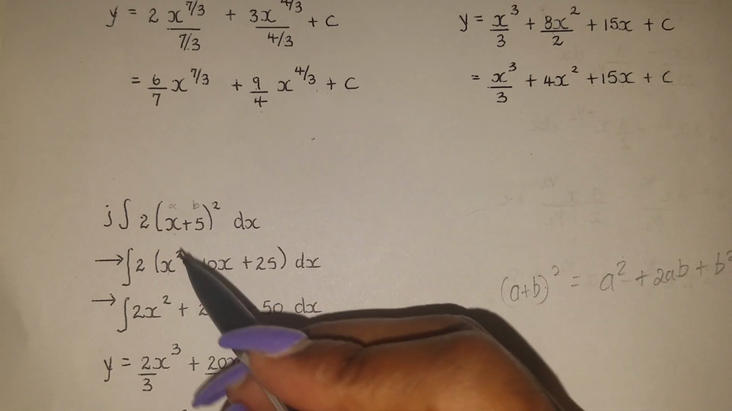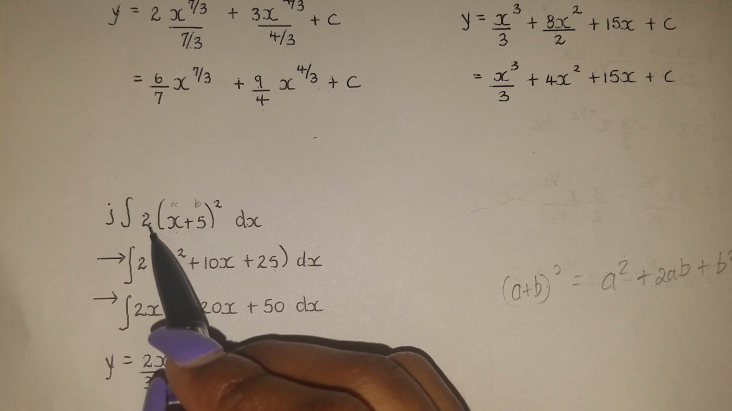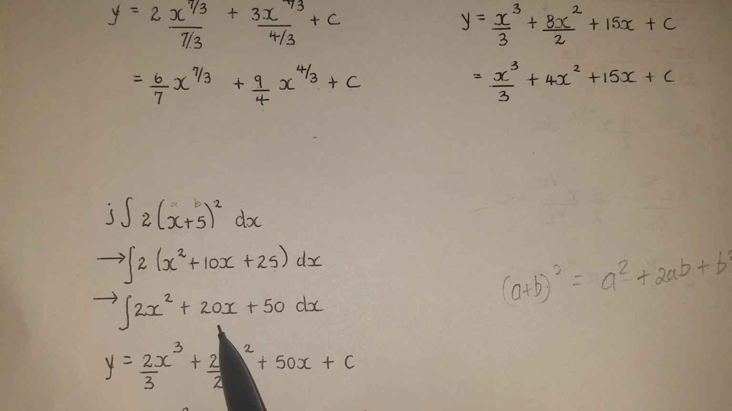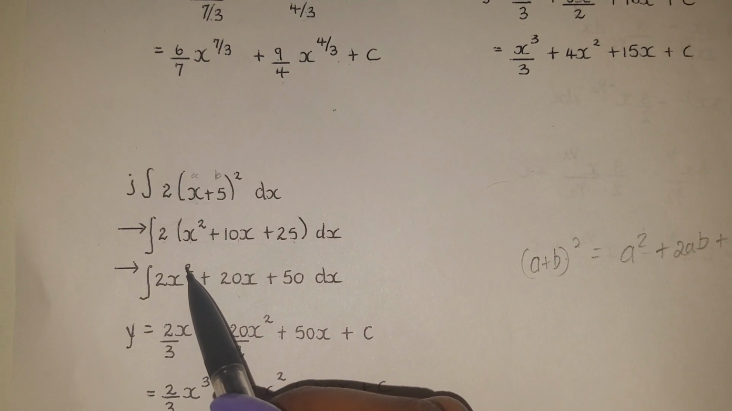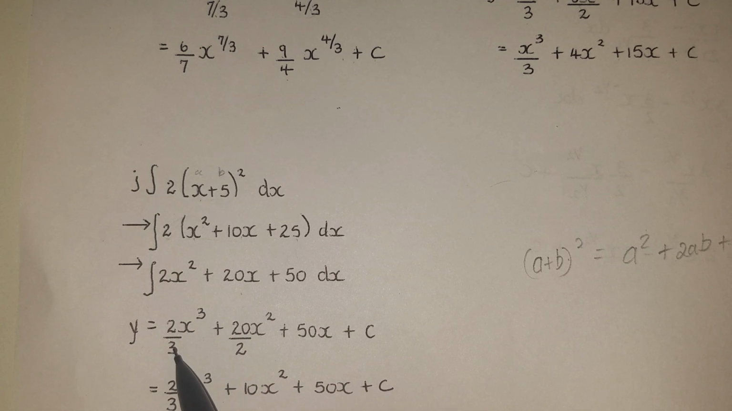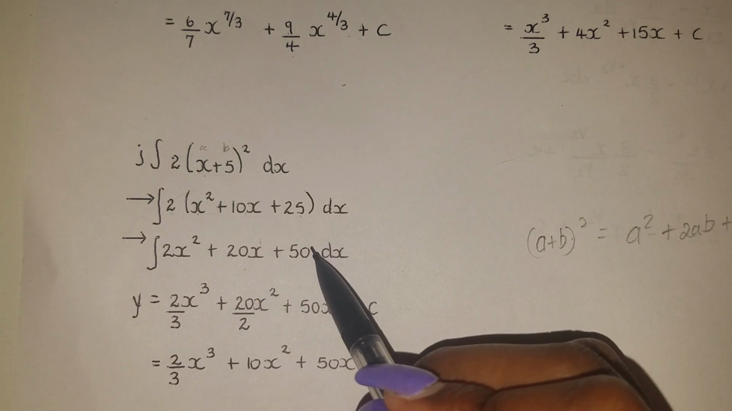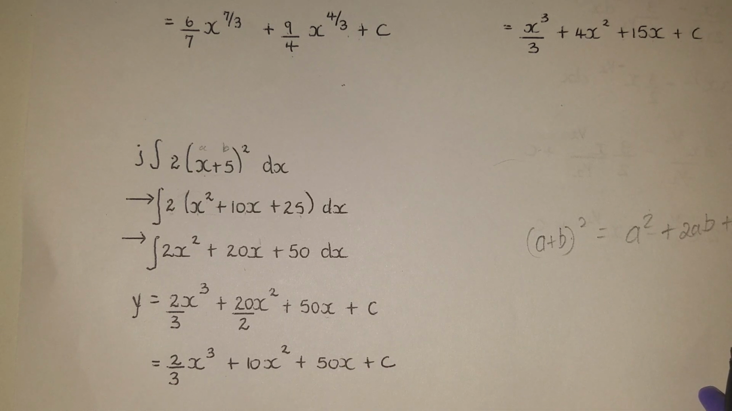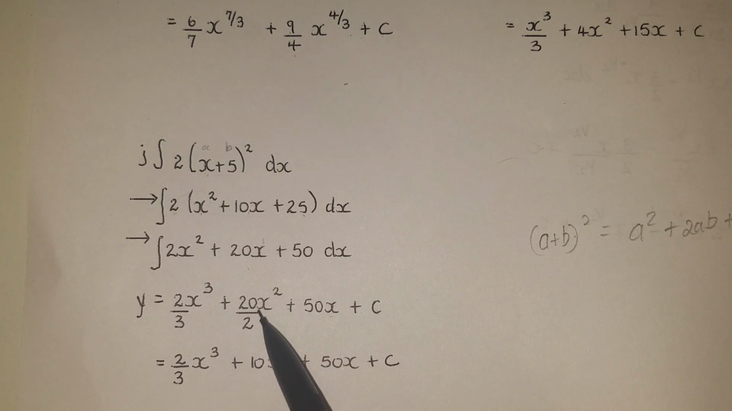Whichever you're more comfortable with. So the expanded function for this we have here, and we're going to multiply it by the 2 that we have outside. So this becomes 2x squared plus 20x plus 50. When we integrate, we add 1 to this power to get 3 and divide by that 3. Add 1 to this power to get 2 and divide by that 2. And our 50, which is a constant, we simply add an x to it, plus c at the end. So our simplified answer is 2 over 3 x cubed plus 10x squared plus 50x plus c.